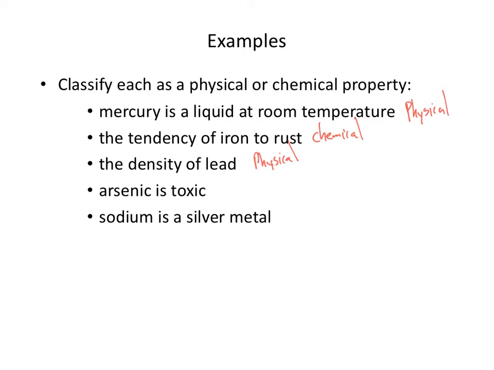Alright, the fact that arsenic is toxic. The way I would know that arsenic is toxic is that I have to give it to some living organism and then see what the effects are, right? And in this case, the arsenic would undergo chemical reactions that would have an adverse effect on the living organism, and so that would be an example of a chemical property. Alright, and then the fact that sodium is a silver metal, the color is an example of a physical property.